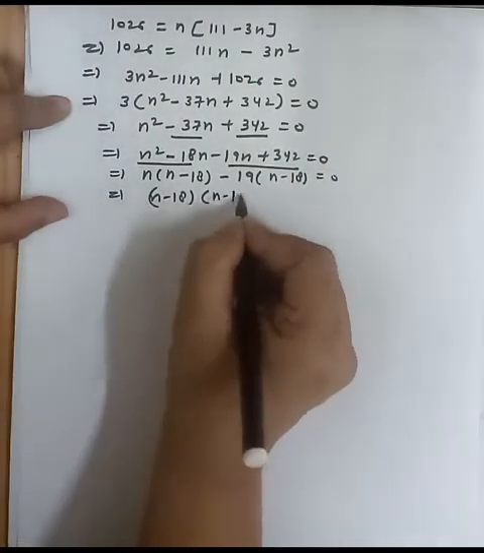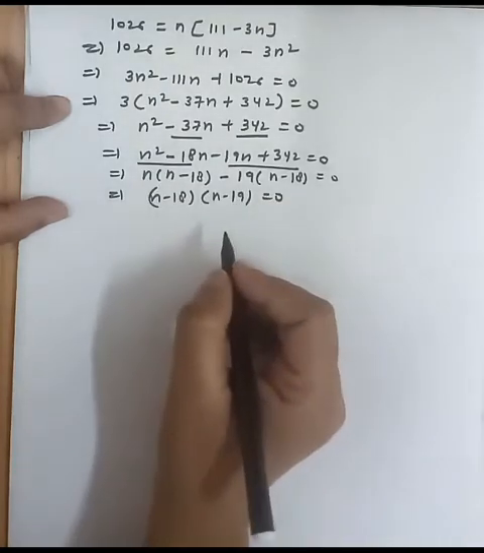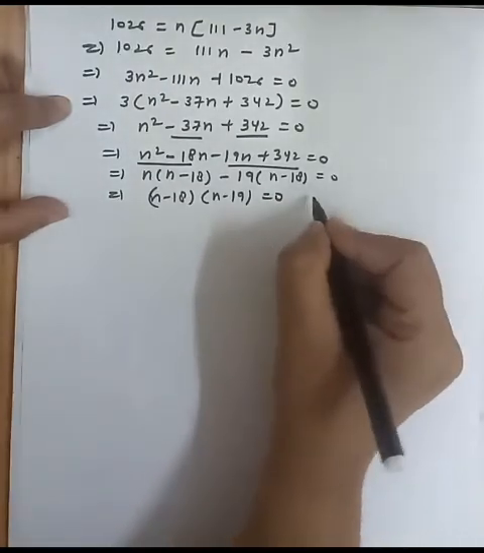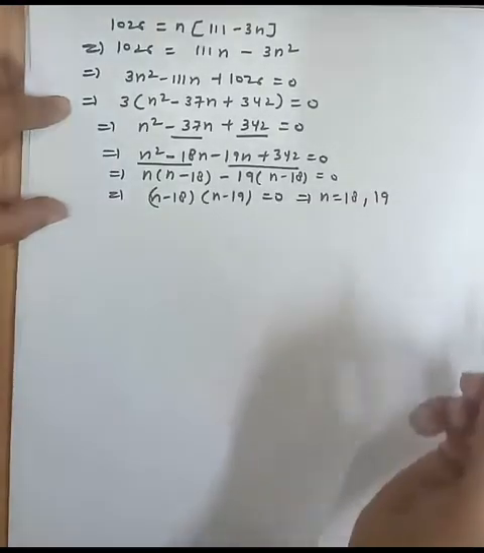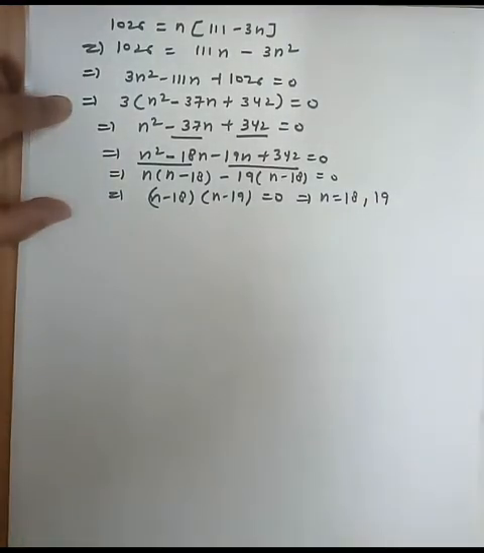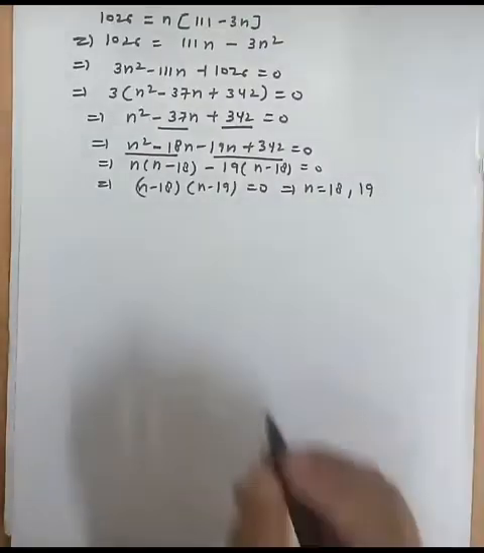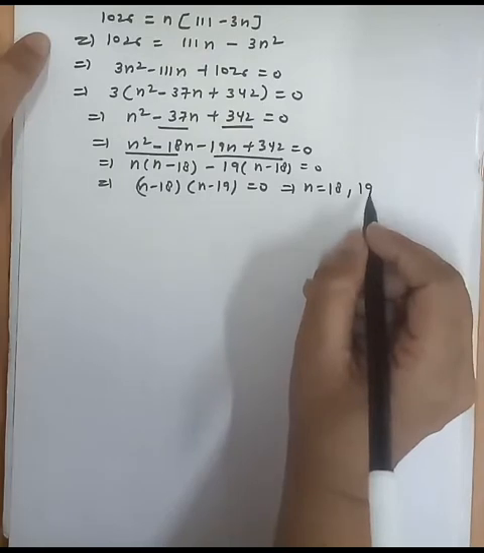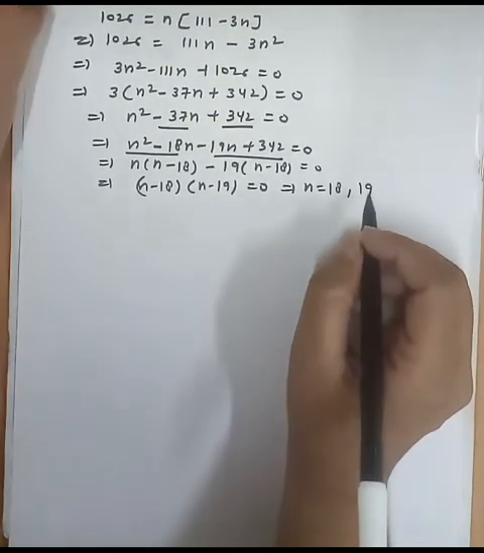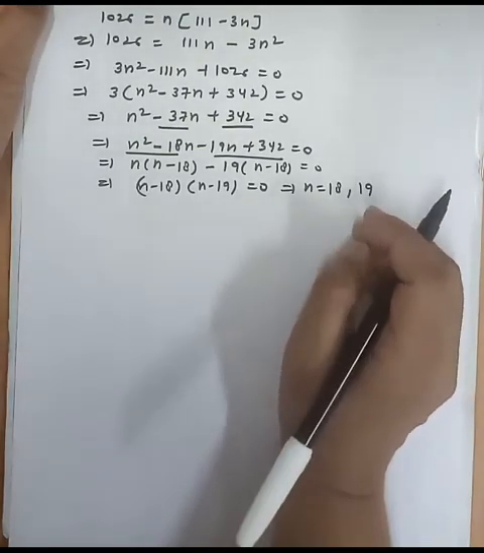Okay friends, so here we get this one. So we get the two values 18 and 19. So here we got the two values of n: 18 and 19. So the question is to explain the double answer.